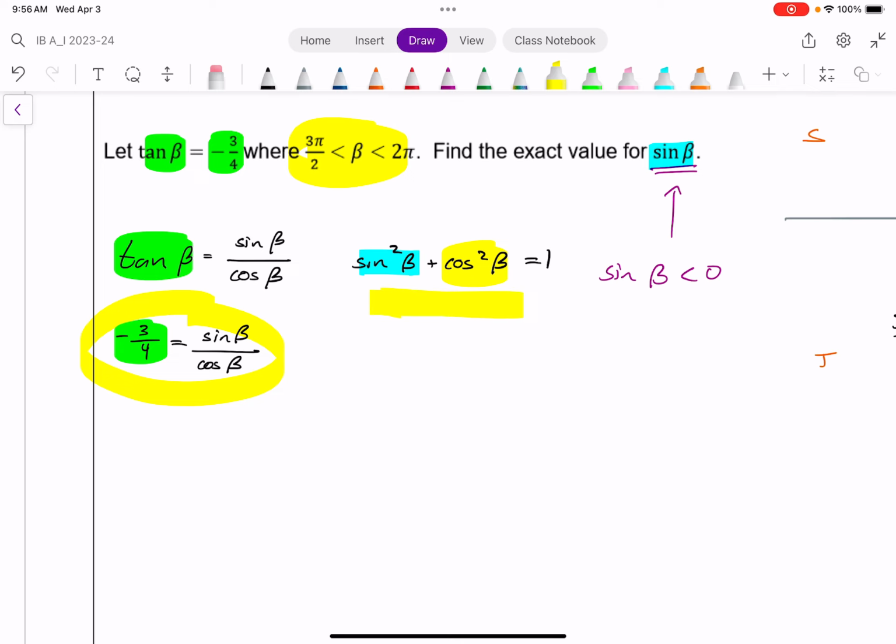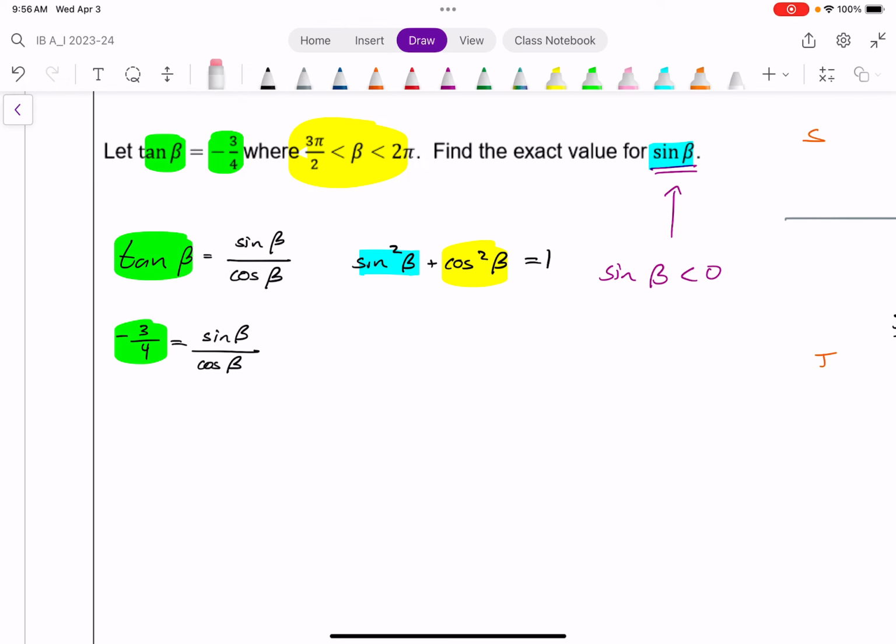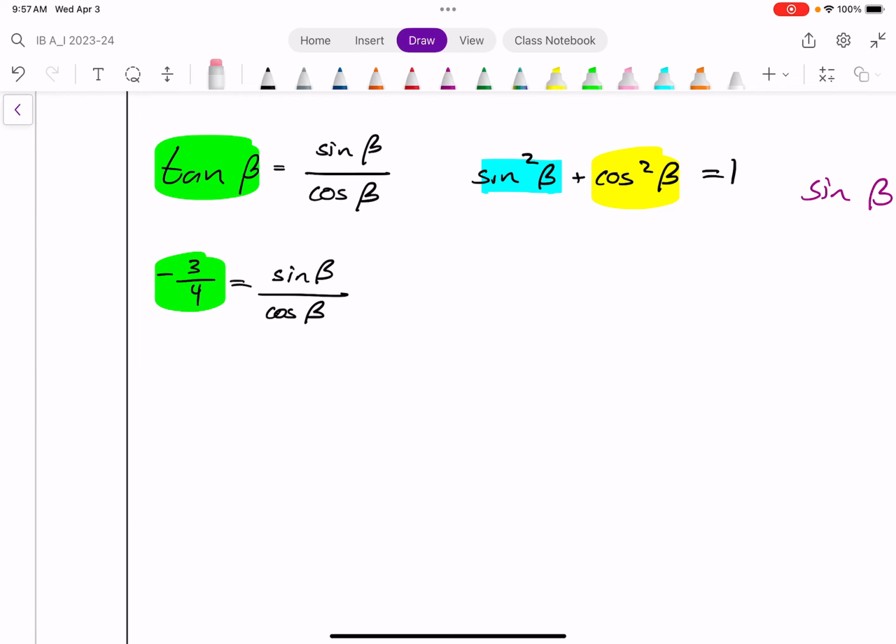And so what I want to do is pause this equation of sine squared beta plus cos squared beta. Look at the equation over here involving tangent, equaling negative 3/4, and I want to isolate it to be just in terms of sine. I want to isolate sine because then I can substitute that into the other equation. And it's pretty nice to substitute sine.